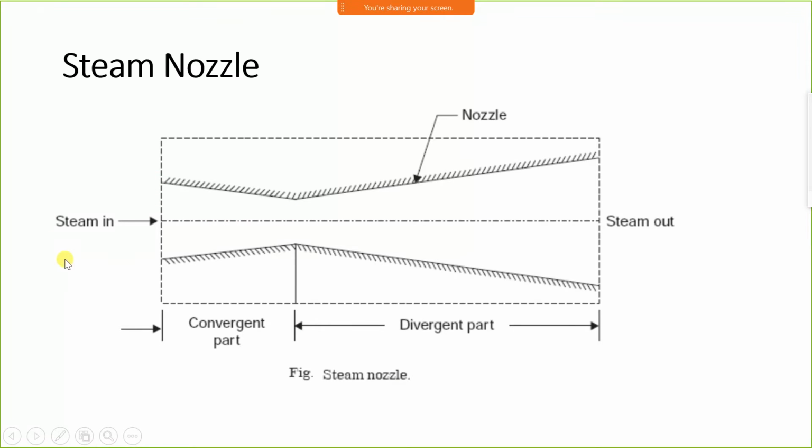Means at the inlet of the nozzle, temperature is very high and velocity is very low. While passing through the nozzle, temperature decreases and velocity increases. Therefore, at the outlet of the nozzle, velocity is very high and temperature is very low. In fact, in most cases, we consider velocity at the inlet of the nozzle to be negligible.